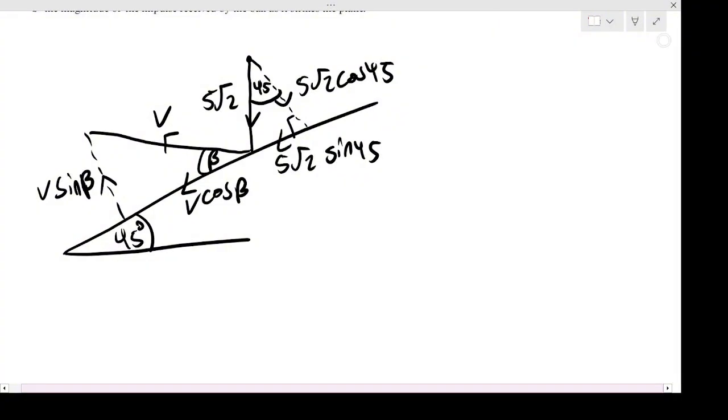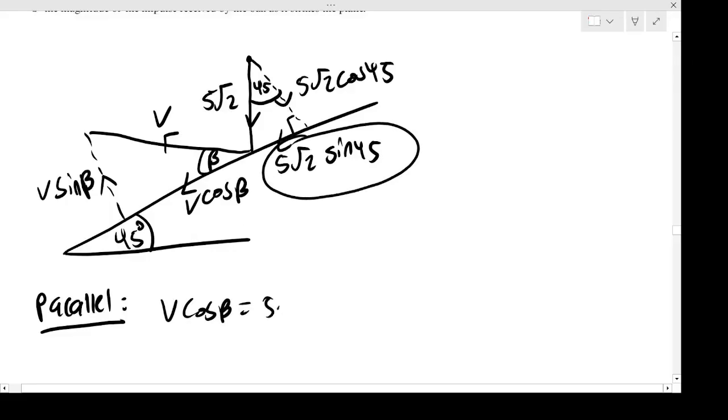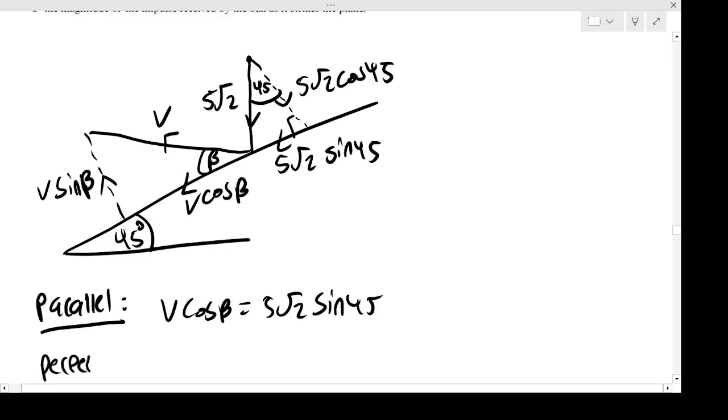So at this point, again, it's just equations now. So firstly, my parallel part. My parallel part afterwards is v cos beta. So again, that's across the plane, across the surface. Well, that's going to equal 5 root 2 sine 45. That's the parallel part before the collision. Okay, and then perpendicular.